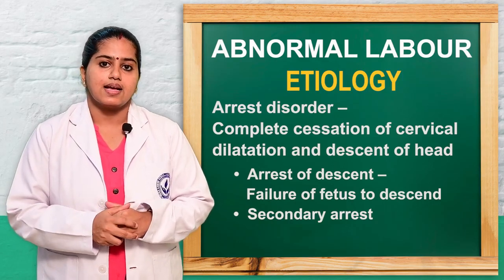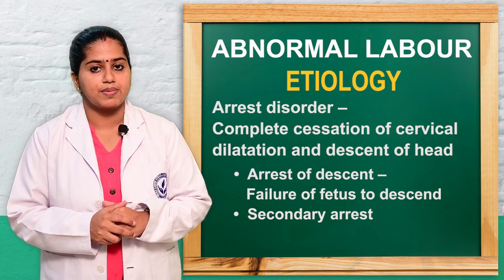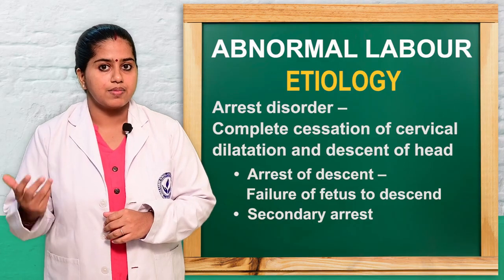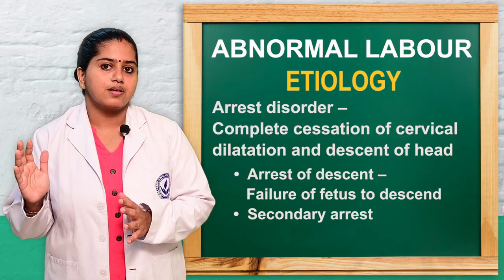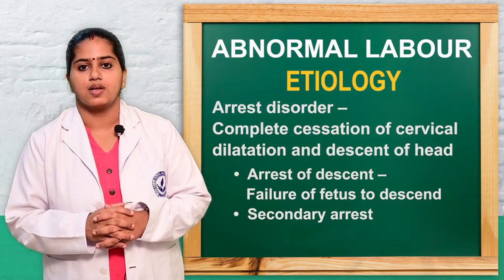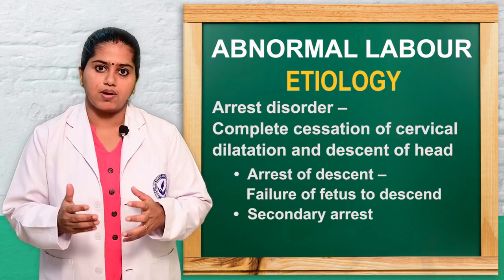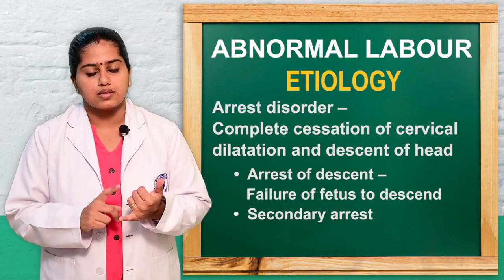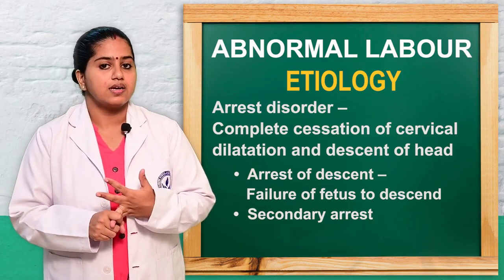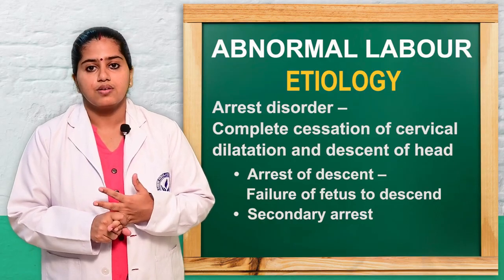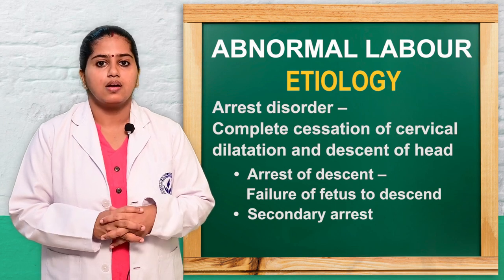And secondary arrest disorder: first the cervical dilatation happens nicely for the woman, as the labor is progressing and uterine contractions are good, but halfway the cervical dilatation stops. That is known as the secondary arrest. So these problems we can identify mainly. There will be ineffective cervical dilatation and ineffective descent of the fetal head. So these are the main causes that go with abnormal labor.